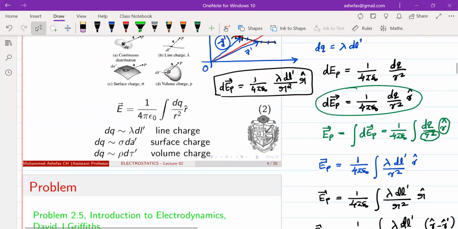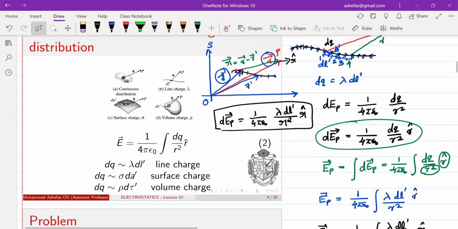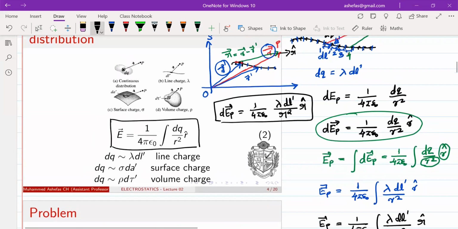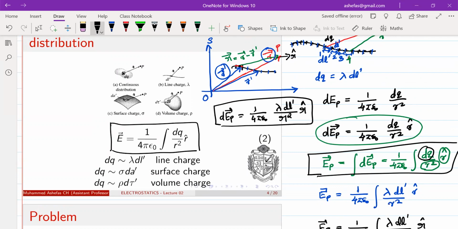The same applies for the surface charge as well as the volume charge. So this can be a general expression: the electric field is 1 by 4 pi epsilon 0 dq by r square r cap. This follows our original expression. Now we just have to replace dq with lambda dl prime for a line charge. Now what about surface charge?